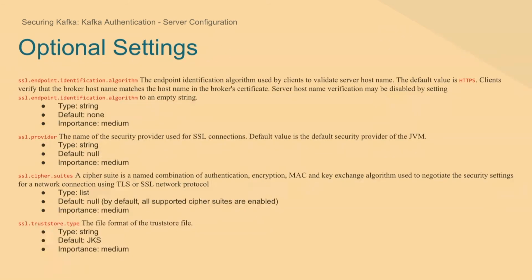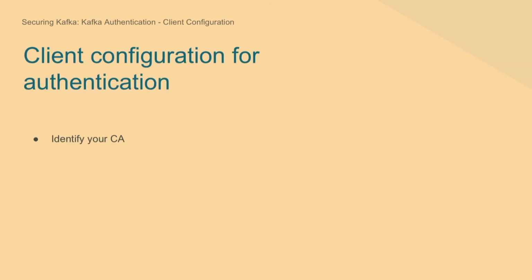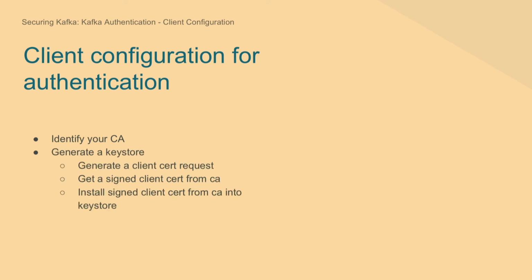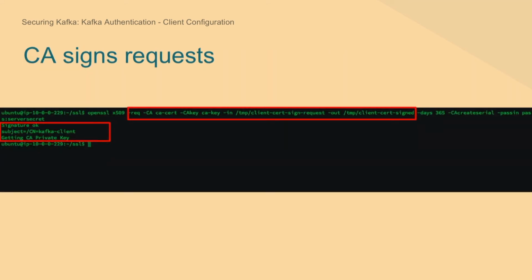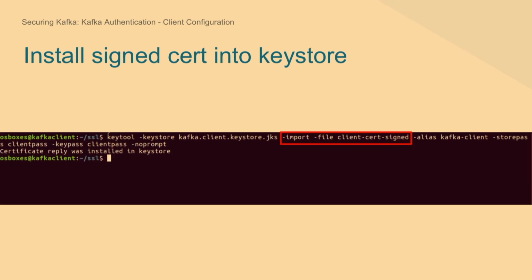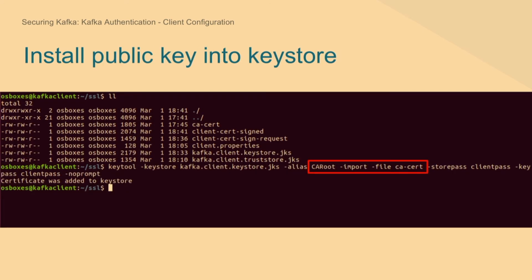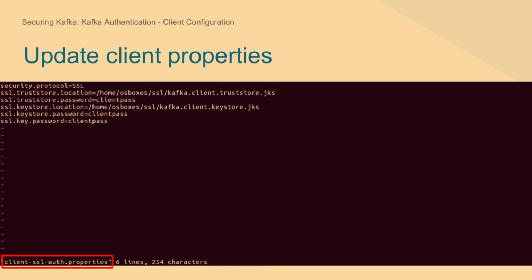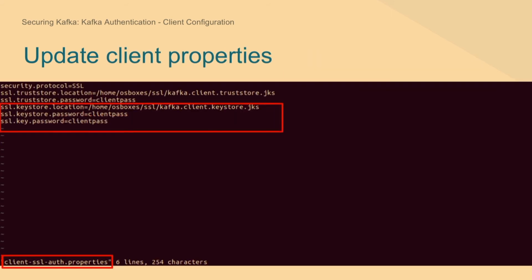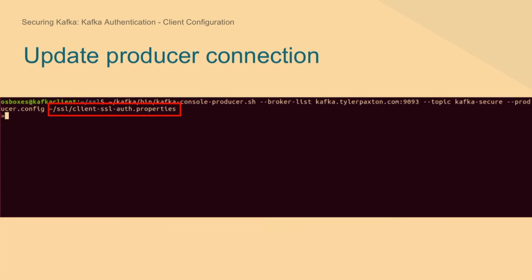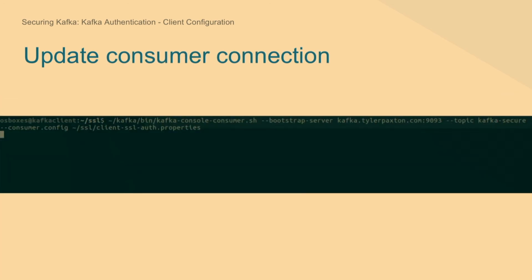There are a bunch of other optional parameters that we have here. Within the client, we've already talked about generating a key store. I'm going to skip through these pretty quick and just look at here we have our certificate, our signed certificate. We install it into our key store, and now we're going to update our client properties to include the key store in the client properties. So now I've actually changed this. This is SSL auth properties, so I'm going to start using that in my connection, and I'm going to use that in my connection as well for my consumer.